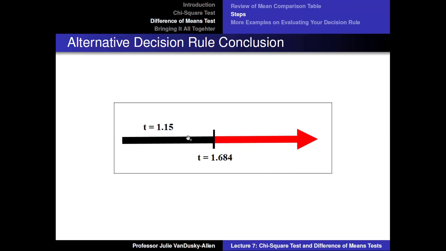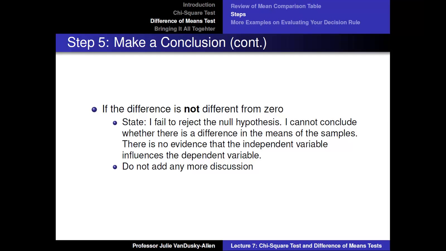Now imagine that the t you calculated was 1.15, which is not greater than 1.684. Then you could not conclude that there is a difference in the means in the samples. Had the difference not been different than 0, you would add, I fail to reject the null hypothesis. I cannot conclude whether there is a difference in the means of the samples. There is no evidence that the independent variable influences the dependent variable. You simply do not know, and you do not add any more discussion.